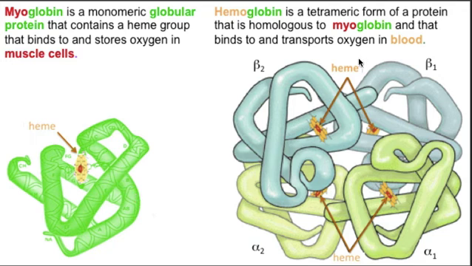Hemoglobin is actually a dimer of dimers. There's an alpha 1 beta 1 heterodimer and an alpha 2 beta 2 heterodimer, and the two of them come together to form a tetramer. The tetrameric structure of hemoglobin is needed to give it cooperativity. And right now I want to compare how hemoglobin binds oxygen to how myoglobin does.